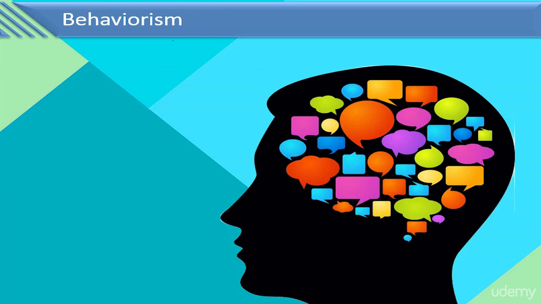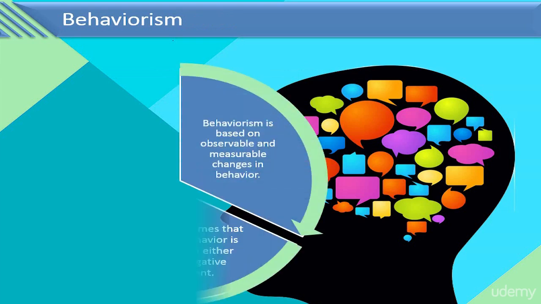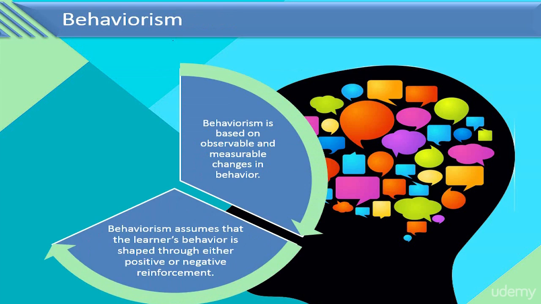Behaviorism is based on observable and measurable changes in behavior. It assumes that the learner's behavior is shaped through either positive or negative reinforcement. Both positive reinforcement and negative reinforcement increase the probability that the behavior will reoccur. Punishment, on the other hand, decreases the likelihood that the behavior will happen again.